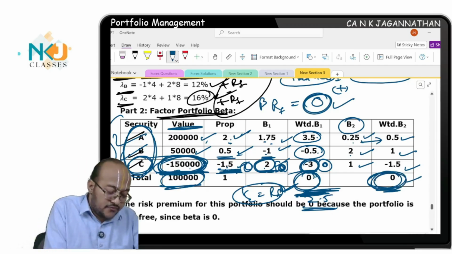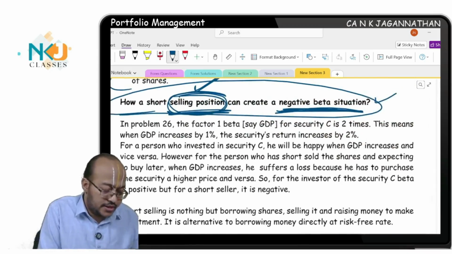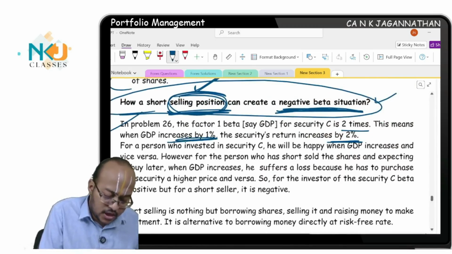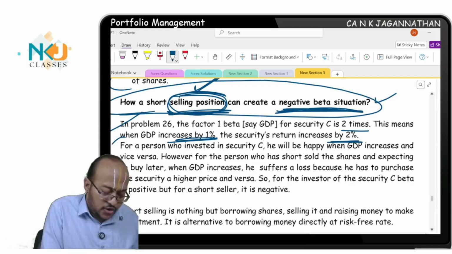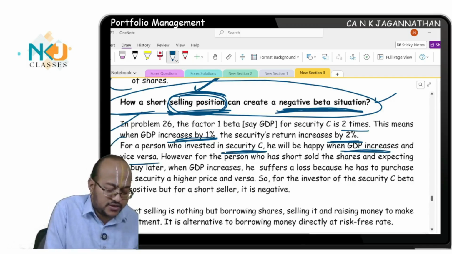Now listen to me, friends. Now we will go through the notes. I'll come back to the conclusion later. See here, in problem 26, the factor 1 beta says 2 times. This means if GDP increases by 1%, security return increases by 2%. Yes, a person who invested in securities will be happy when GDP increases, and vice versa.